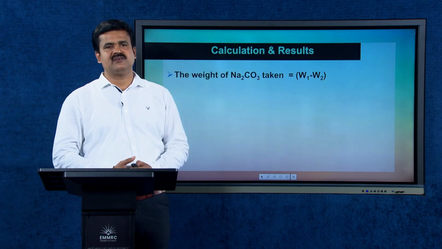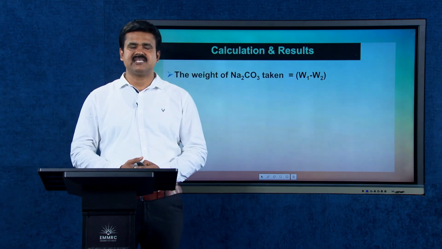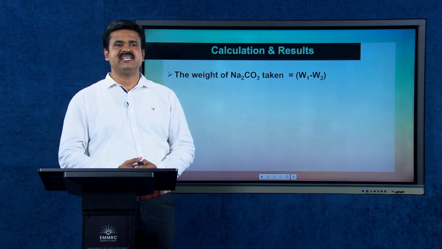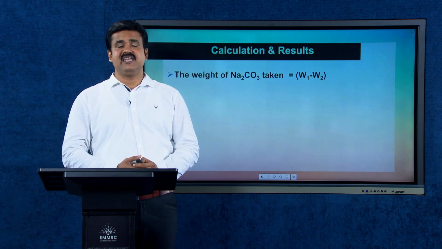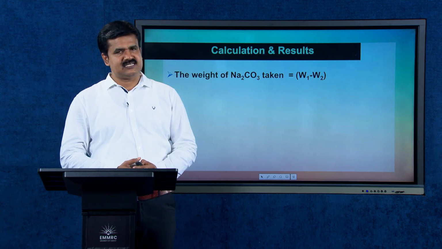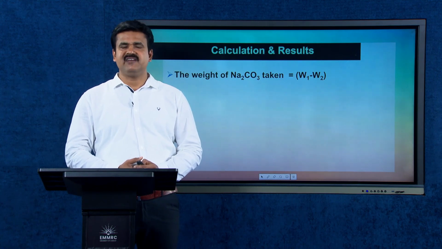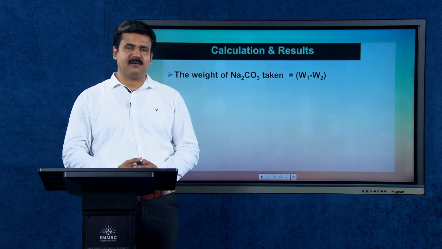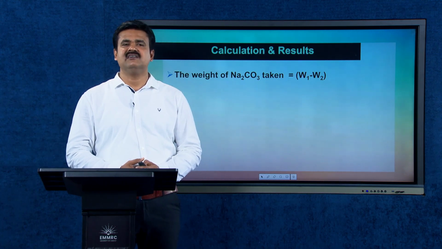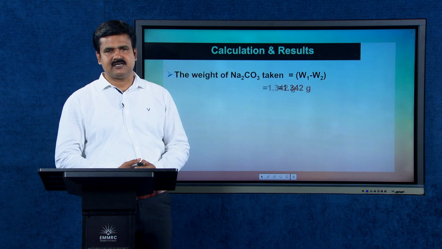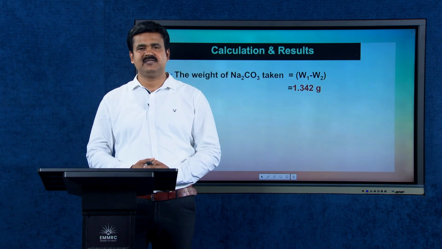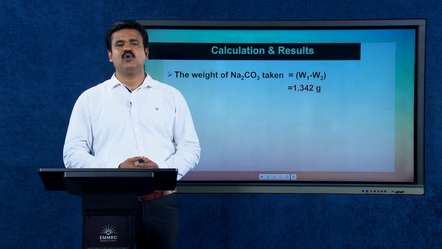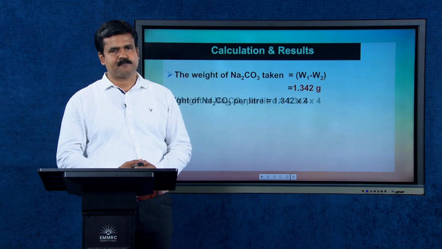The weight of sodium carbonate taken is equal to W1 minus W2, where W1 is the weight of weighing bottle plus sodium carbonate, and W2 is the weight of empty weighing bottle. So the difference W1 minus W2 will give the weight of sodium carbonate taken. And in the present experiment, the difference W1 minus W2 is equal to 1.342 gram.